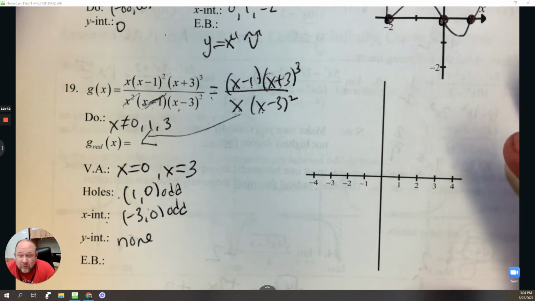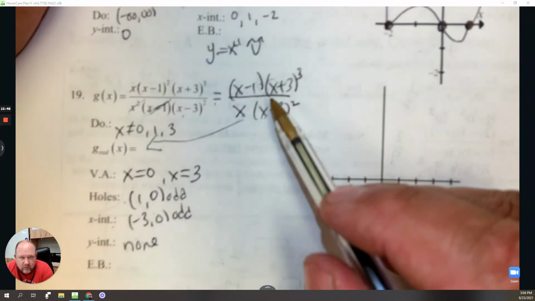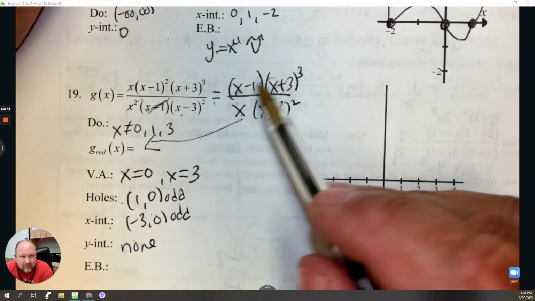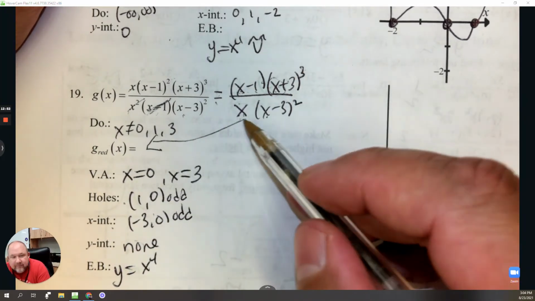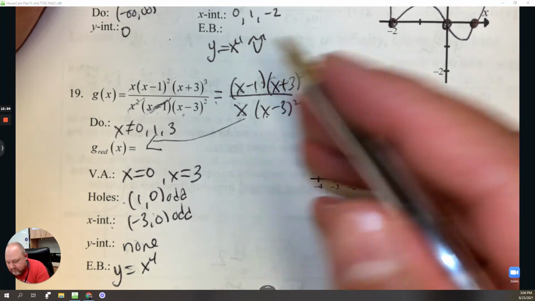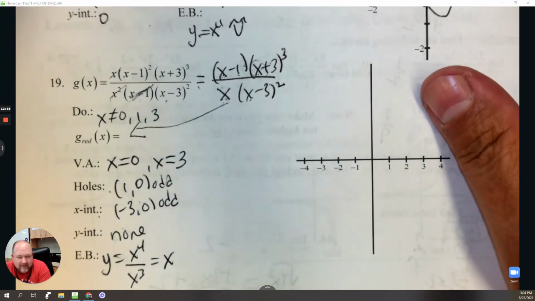And the end behavior, the power terms. So if I look at the power terms, be careful. I could go from the reduced form. x times x cubed is x to the 4th. x times x squared is x cubed. So the end behavior is the line y equals x.